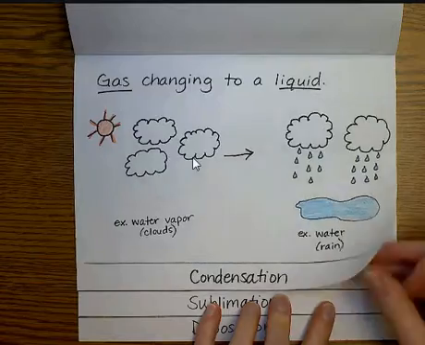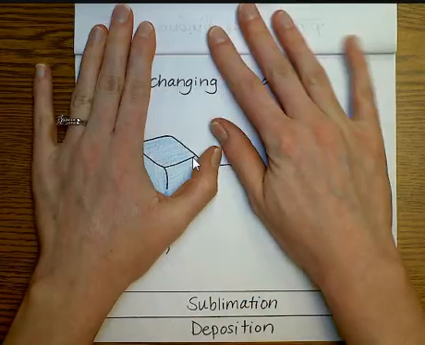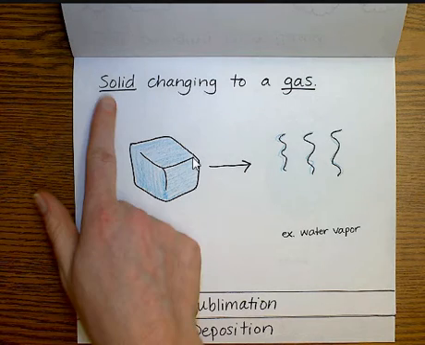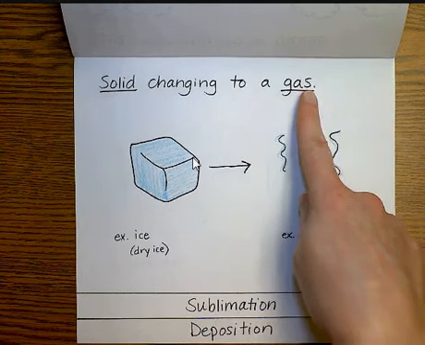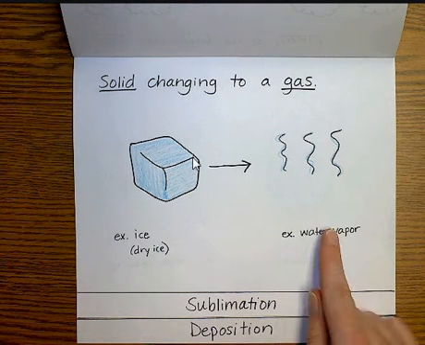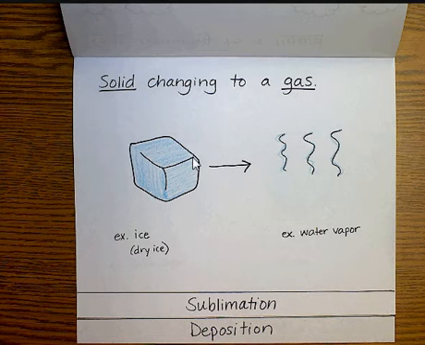Our next one probably is new to you. It is called sublimation, and that's when a solid changes to a gas. And an example would be dry ice changing into vapor. So you all saw this at Science on the Road, the dry ice. It's one thing that we really like to look at. It's fun, and it's hard to imagine something going from a solid to a gas instead of a liquid. So sublimation is solid changing to a gas.